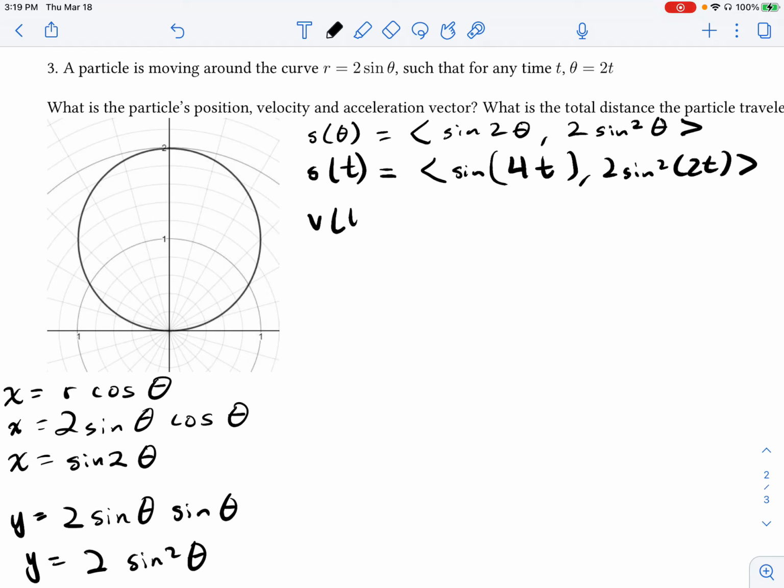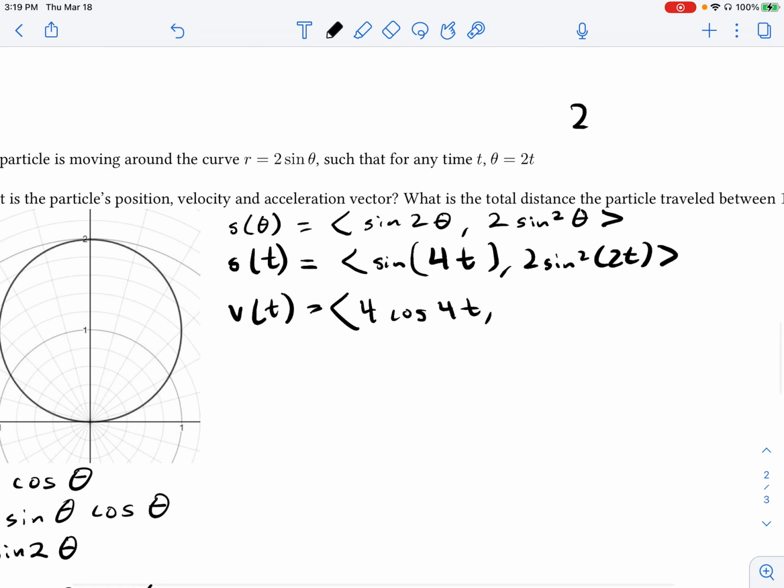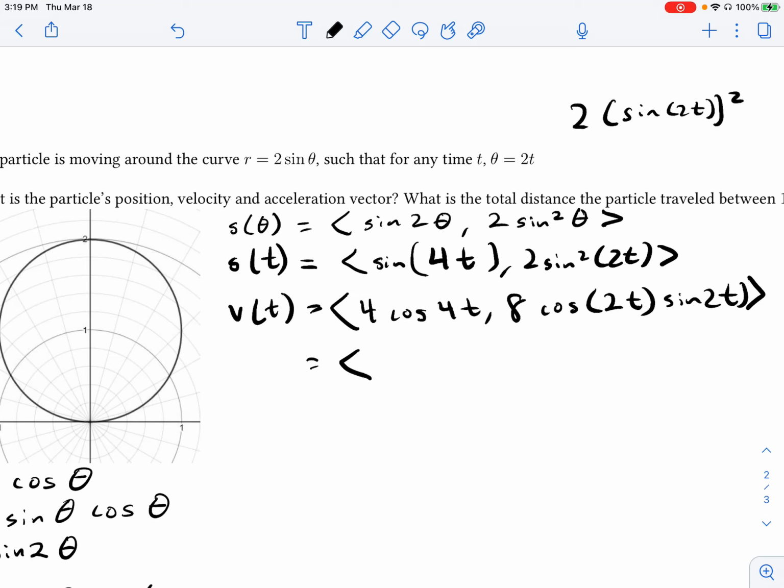To find our velocity vector, we're now going to differentiate. So we're going to apply the chain rule here. So we're going to say 4 cosine 4t. And if we do the chain rule to this part here, you may want to rewrite this as just 2 sine of 2t, all of this squared, if that makes your life easier. But after you do some differentiating and apply the chain rule, you're going to get 8 cosine 2t sine of 2t.